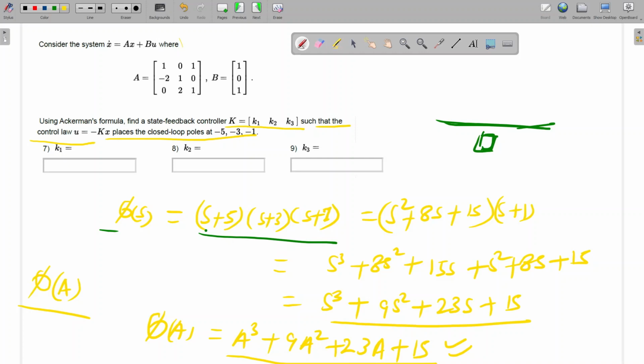Have you checked that? NPTEL has given access to the calculator which you will get in the final exam, available online. Can we solve a 3 cross 3 matrix multiplication in that? Is it possible? I want to compute A cube plus 9A square plus 23A plus 15. Can we compute this in that calculator?